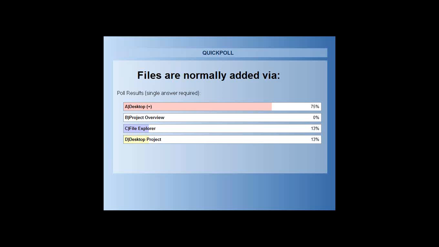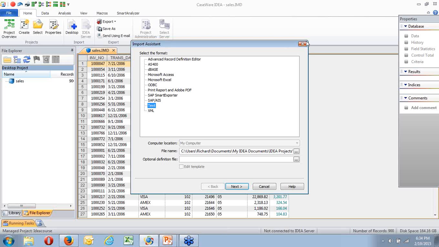Okay, and it looks like the majority said Desktop Plus. Correct. The way that we add files is we go in through Desktop Plus. Now when we go in through Desktop Plus, it takes us to Import Assistant. Okay, back to you, Richard. Thank you.